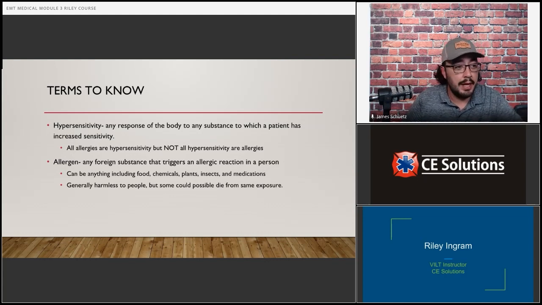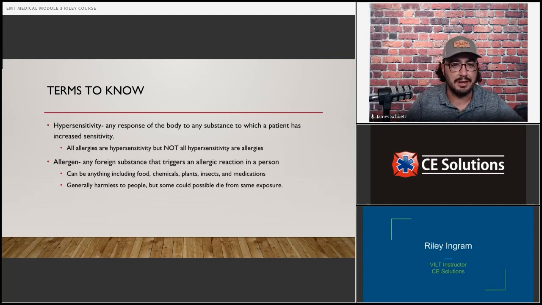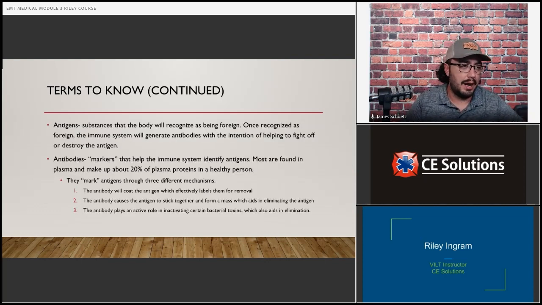An allergen is any foreign substance that triggers an allergic reaction in a person. So it can be anything, including food, chemicals, plants, insects, and medications. Generally harmless to most people, but some could possibly die from the same exposure. Like I love shrimp, but don't give it to my son because he might die. He's 2. He had a rash one time we gave it to him. We haven't tested it since. I hope he's not allergic to shellfish because poor guy, man.